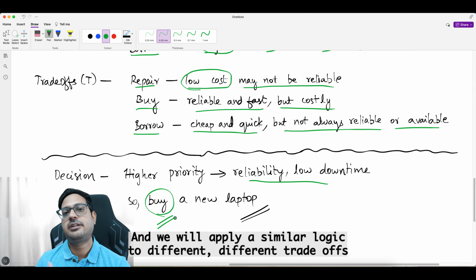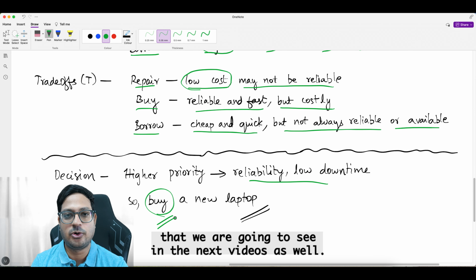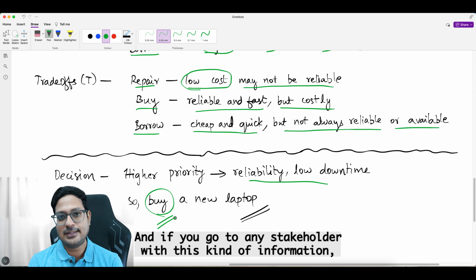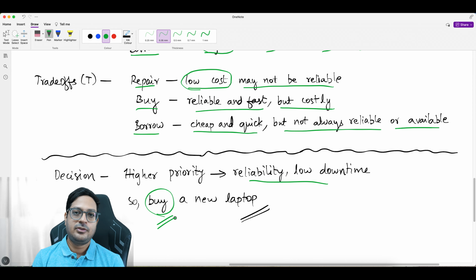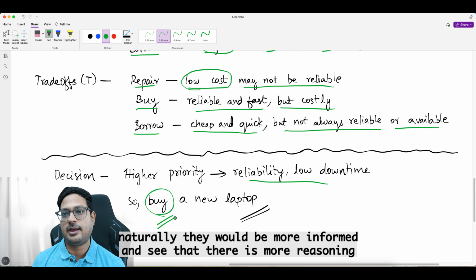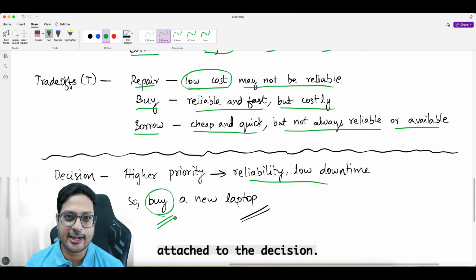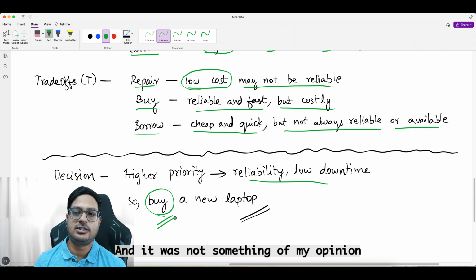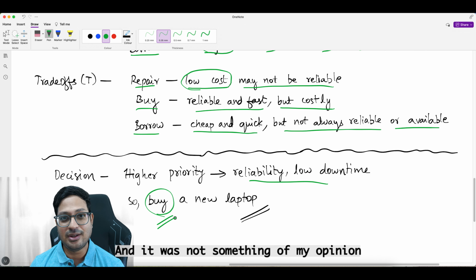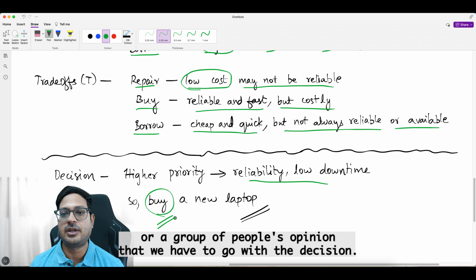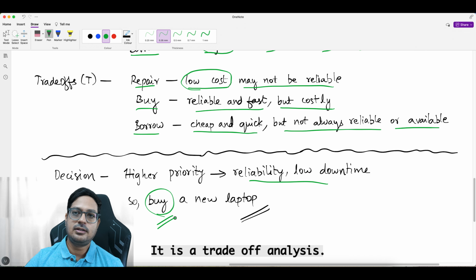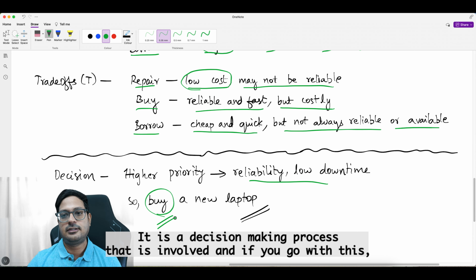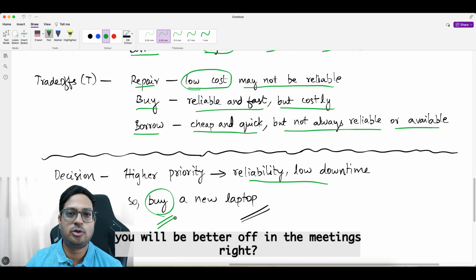And we will apply a similar logic to different trade-offs that we're going to see in the next videos as well. If you go to any stakeholder with this kind of information, naturally they would be more informed and see that there's more reasoning attached to the decision, and it was not something of my opinion or a group of people's opinion that we have to go with the decision. It is a trade-off analysis, a decision-making process that is involved, and if you go with this, you'll be better off in the meetings.